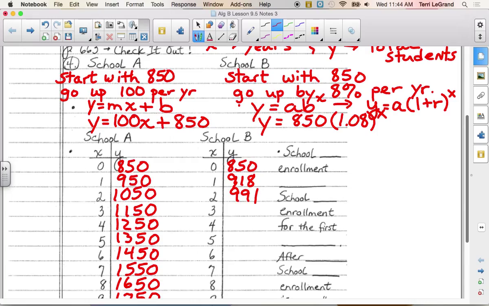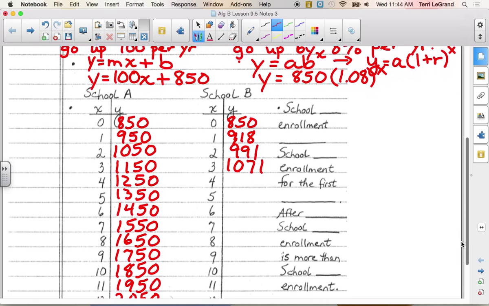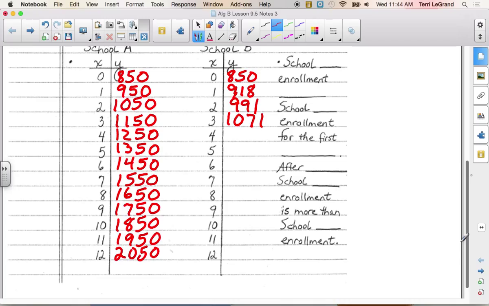Okay, and then for our next one, we take 1.08 and raise it to the third power, multiply that by 850. We're always multiplying by 850, okay? And then round to the nearest whole student, and our next one should be 1071, and then you go ahead and fill out the rest of that table. Yep, 1071 because it's 0.7, so we're gonna round up. So 0.5 or more of a person, we're gonna round up. Less than 0.5, we're gonna round down.